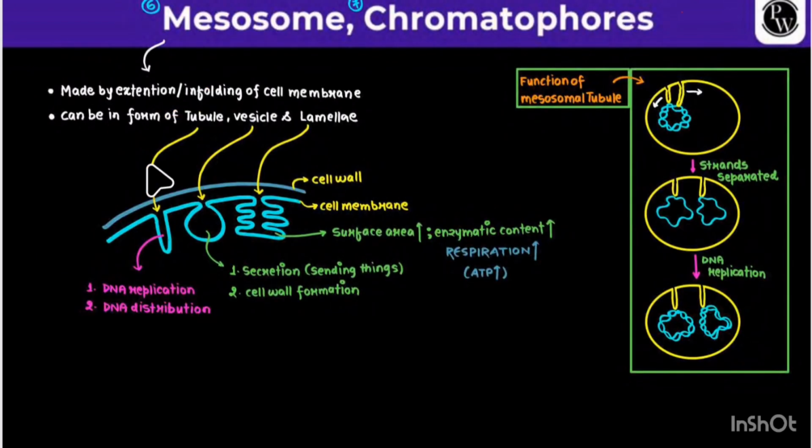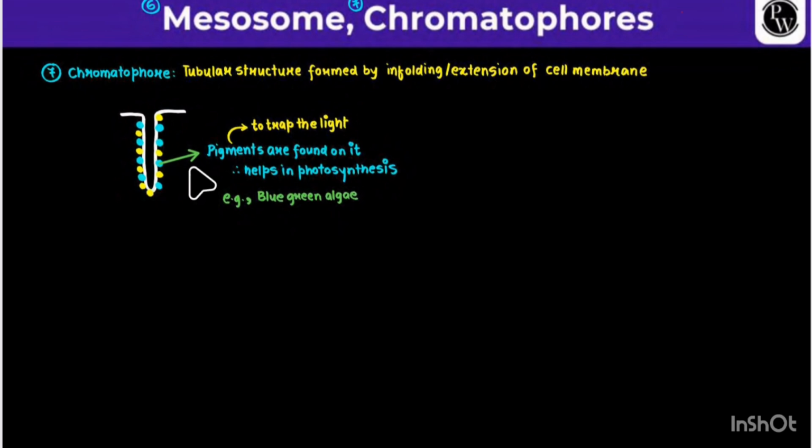Mesosomes are made of extensions or unfolding of the cell membrane. They can be in the form of tubules, vesicles, and lamellae, which is cell membrane. Surface area and enzymatic content increase, that means respiration increases. Secretion means sending things out, and cell wall formation takes place. DNA replication and DNA distribution also occur. These are the functions of mesosomes. Chromatophores are tubular structures formed by the unfolding or extension of the cell membrane, with pigments to trap light, found in blue-green algae, which helps in photosynthesis.